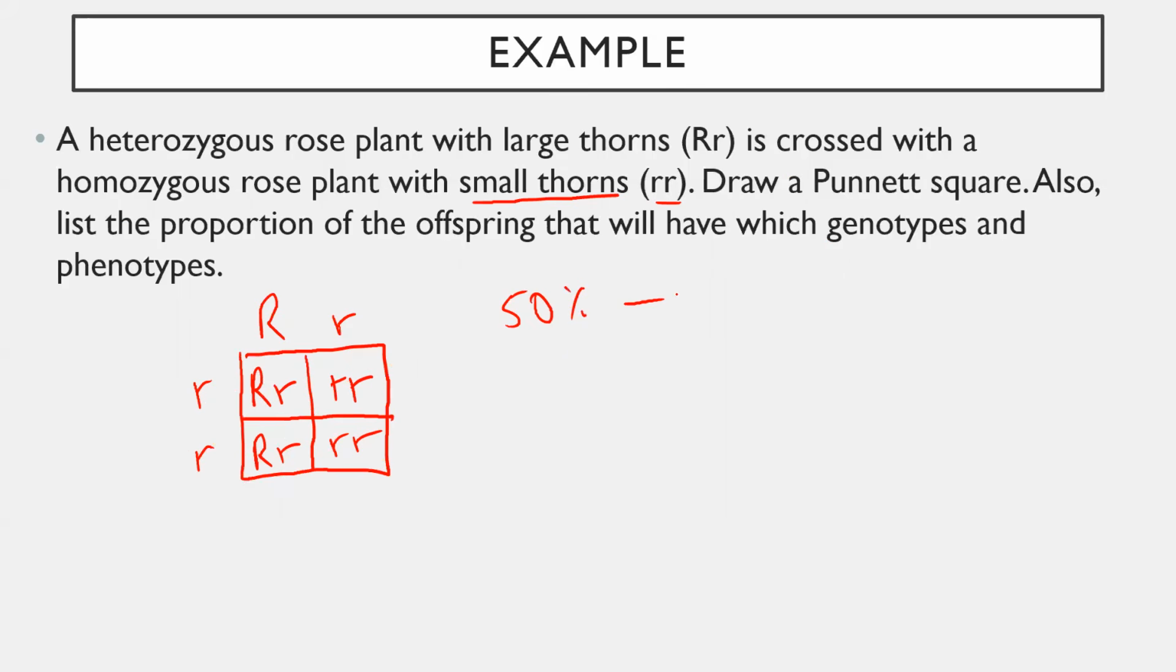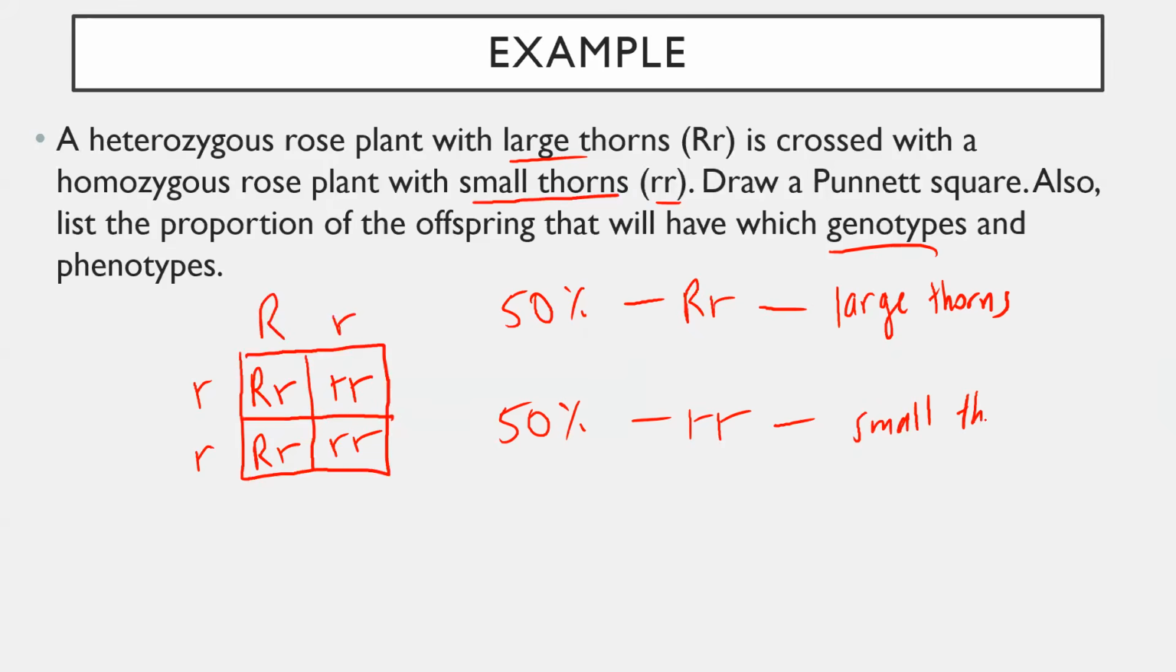Looking at it, we can see it's a 50% proportion. Half of them are capital R, lowercase r. That would be the genotype. And the phenotype of that, what you would actually see with those plants, because capital R is dominant, must be the large thorns, so those two plants would have large thorns. And then the other 50%, because there's these two, are a genotype of lowercase r, lowercase r, which of course is small thorns. Good. Hopefully that makes sense to you guys.